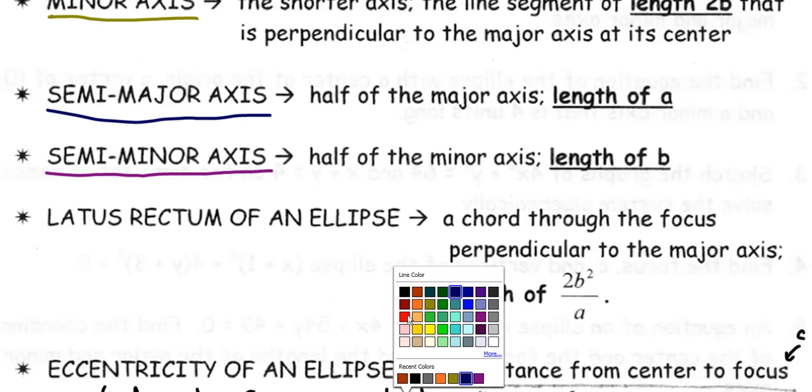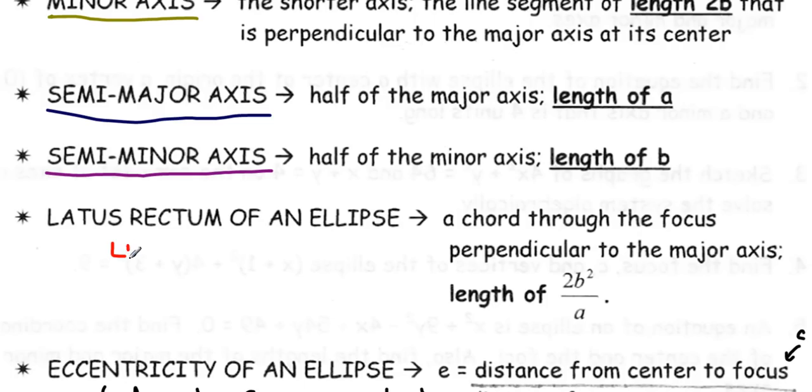Let's go with red. Okay, so we'll call this the LR. A chord through the focus perpendicular to the major axis. It has a length of 2b squared over a. Circle that, that's important. Here's our little formula to find the length of the LR.